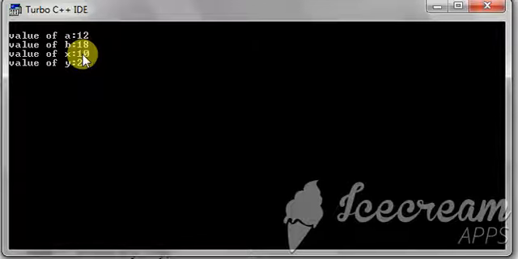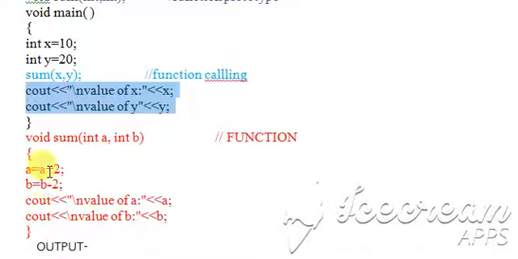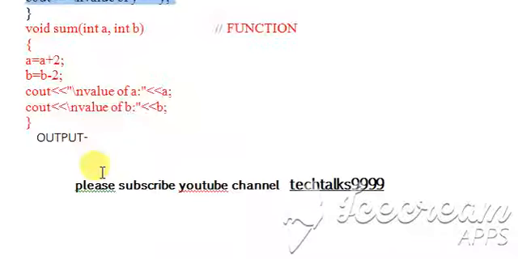But after that, when the actual parameter change into formal parameter a and b, and change in a and b, it will not change the value of x and y. So this is called call by value. Actual parameter x, y change into formal. There is change in formal parameter a and b, but after that the actual parameter value is not changing. This is called call by value.